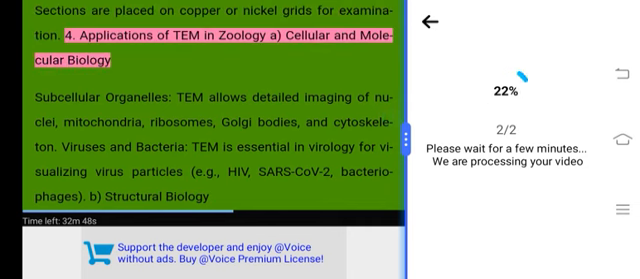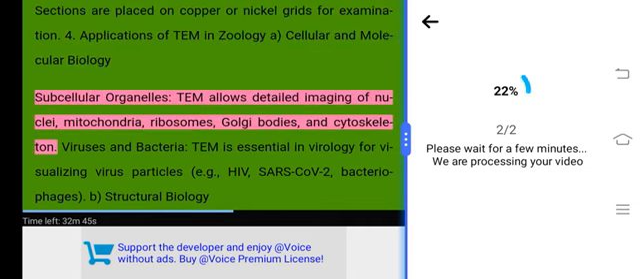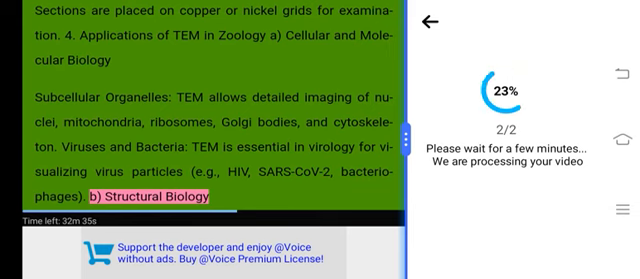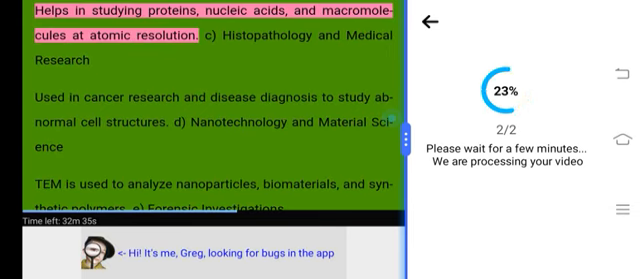4. Applications of TEM in zoology and cellular and molecular biology. A. Subcellular organelles. TEM allows detailed imaging of nuclei, mitochondria, ribosomes, Golgi bodies, and cytoskeleton. Viruses and bacteria. TEM is essential in virology for visualizing virus particles, e.g., HIV, SARS-CoV-2, bacteriophages. B. Structural biology. Helps in studying proteins, nucleic acids, and macromolecules at atomic resolution.